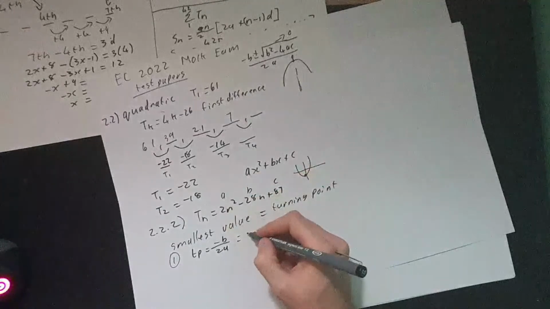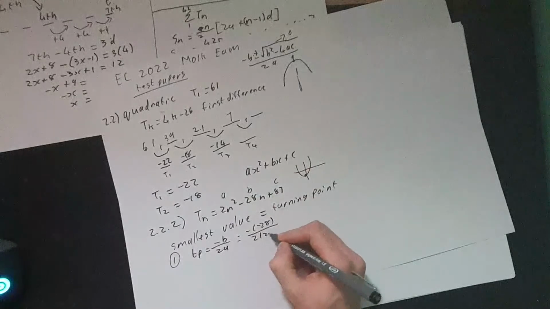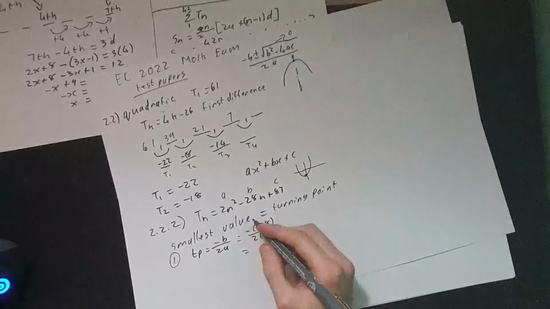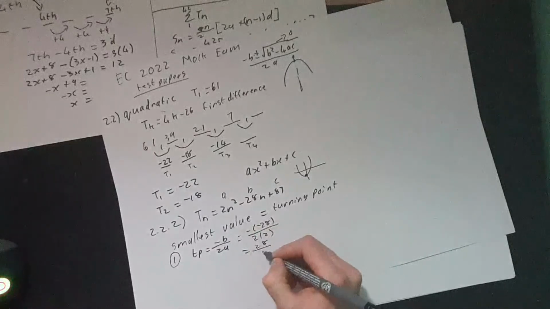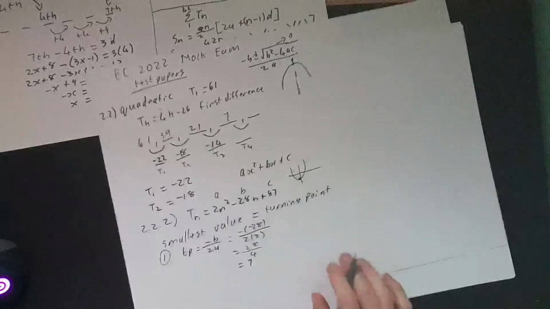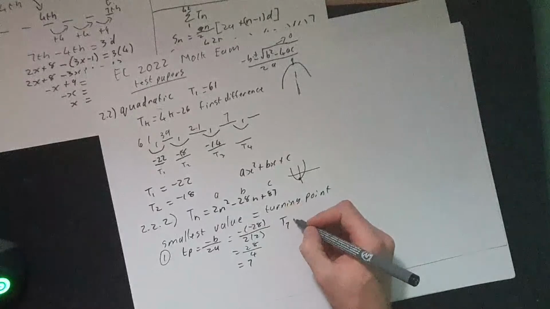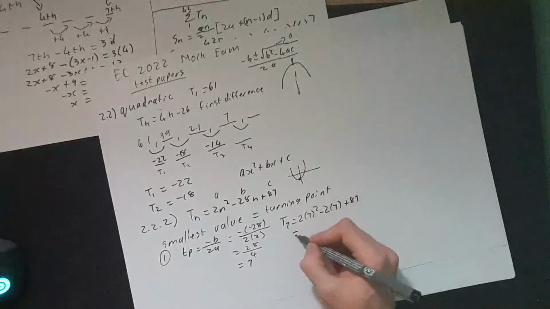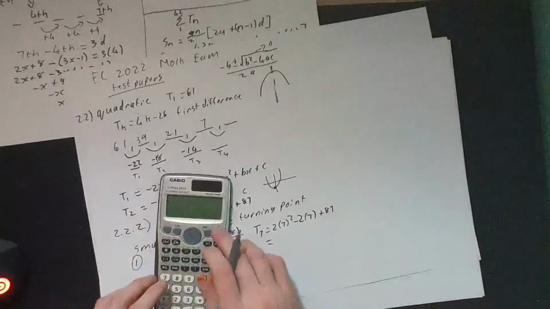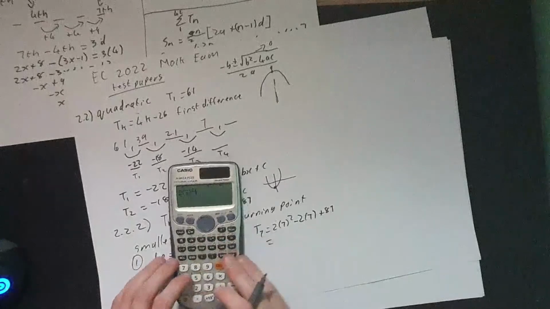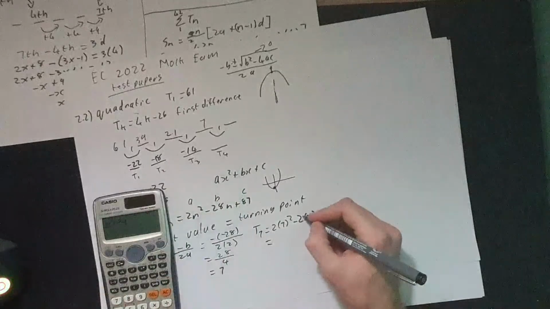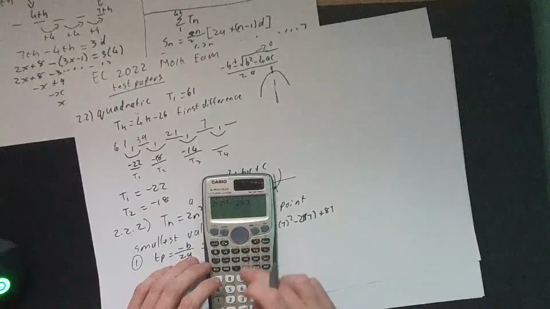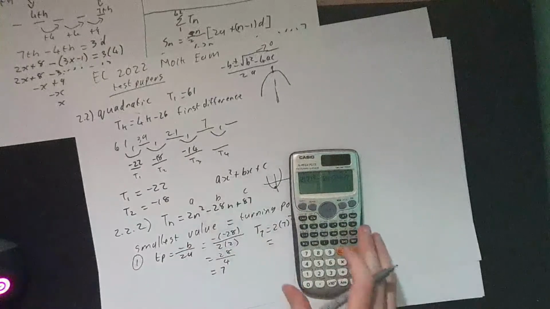If we substitute our values in, b's value, a's value, we have negative negative 28 divided by 2 times 2, which is 28 divided by 4: 7, 14, 21, 28. So it's 7. Now we substitute that back in, so essentially we're looking for the 7th term. 2 times 7 squared minus 28 times 7 plus 87. That's a big number, I can't do that in my head, so pull out the calculator. 2 times 7 squared minus 28 times 7, that goes in brackets, and then plus 87. It's minus 11.